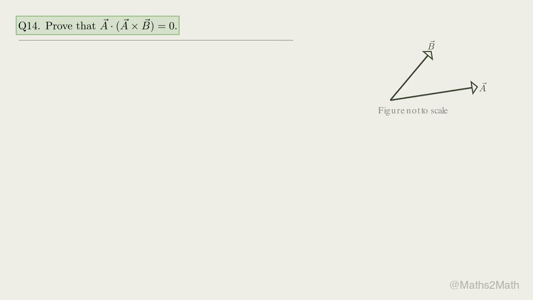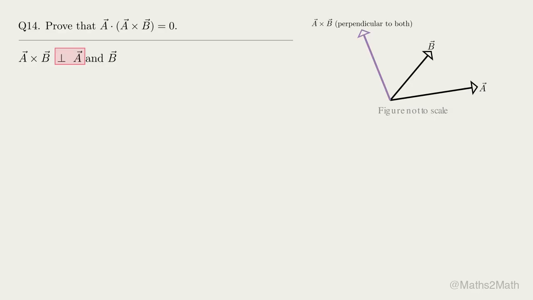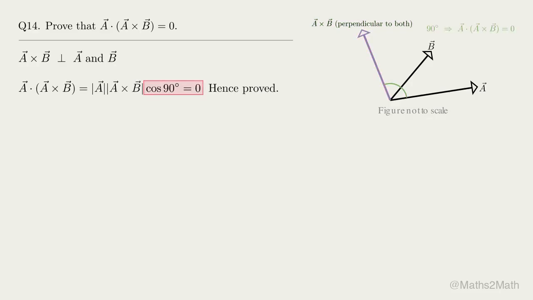Question 14. Prove that A dot A cross B is 0. What does this mean? A short proof from the direction of A cross B. By definition, A cross B is perpendicular to both A and B. The dot product of perpendicular vectors is 0, so A dot A cross B vanishes. Hence proved.